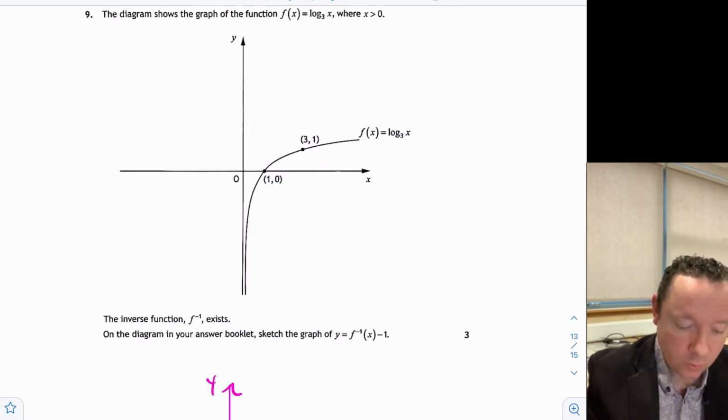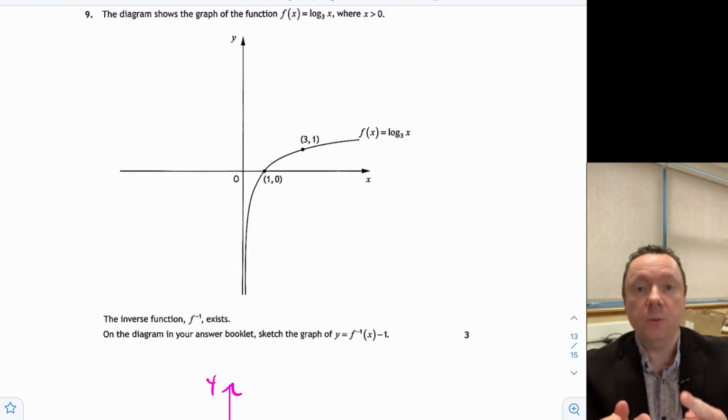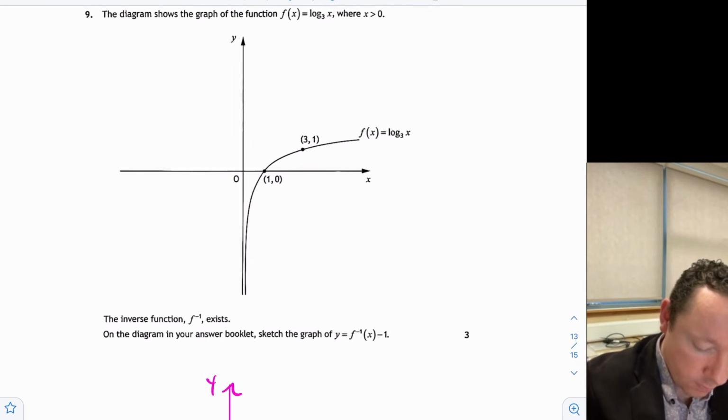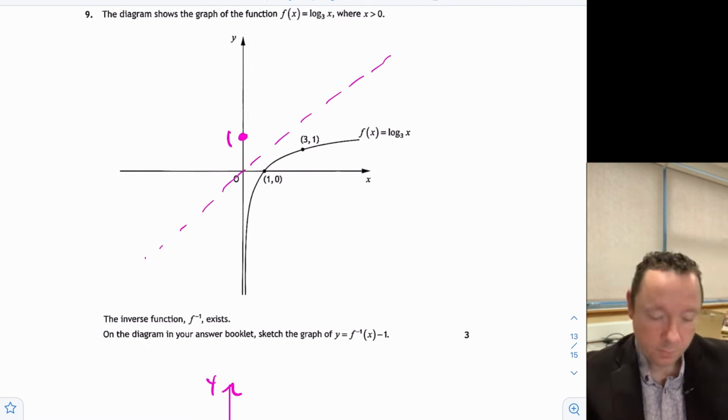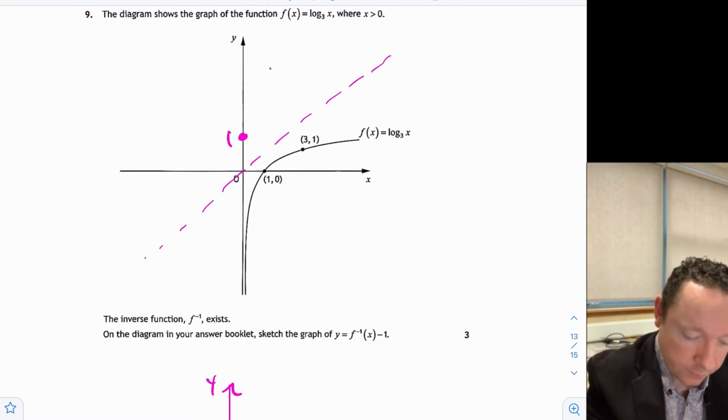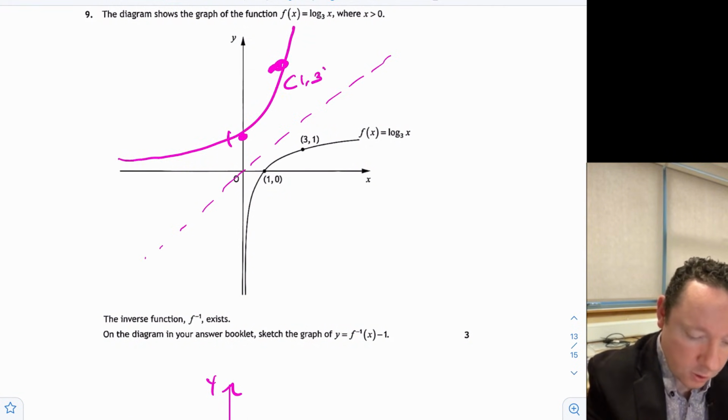And essentially, the easiest way to draw it, imagine a dotted line here, y equals x. The coordinates just switch places, okay? So here is my normal y equals x. So 1, 0 becomes 0, 1. And 3, 1 becomes 1, 3. And it just gives you an exponential curve. And that would be 1, 3. So that's the inverse function of x.